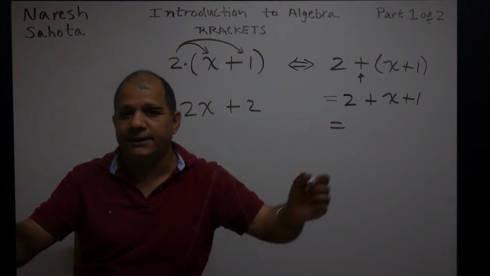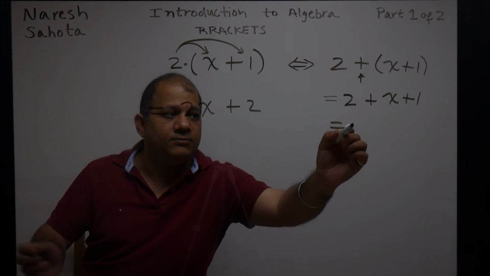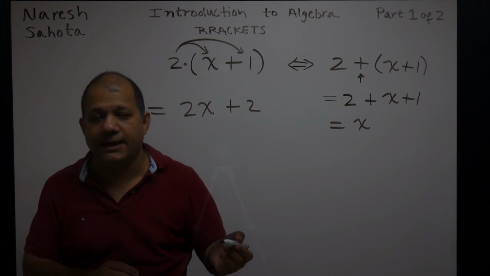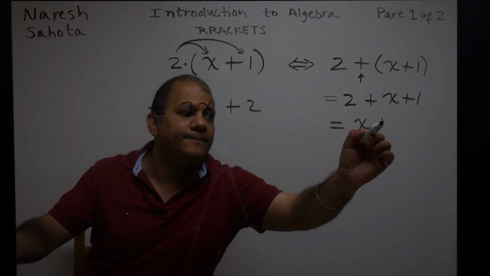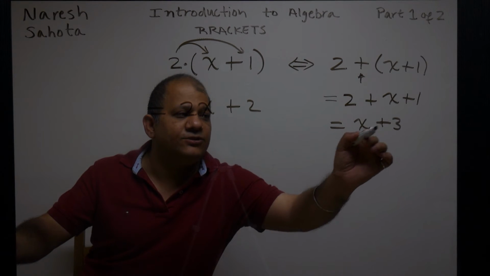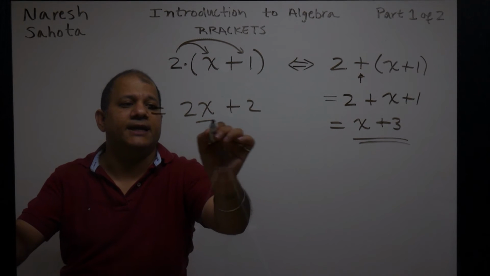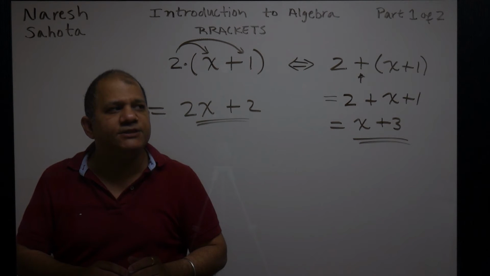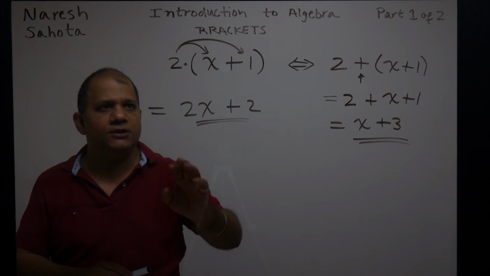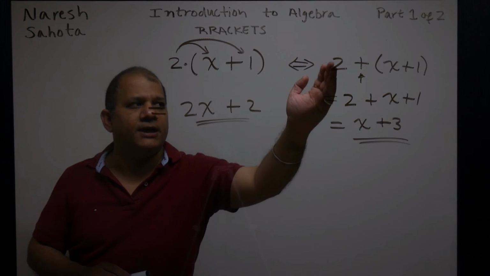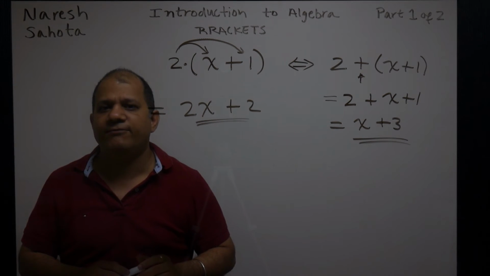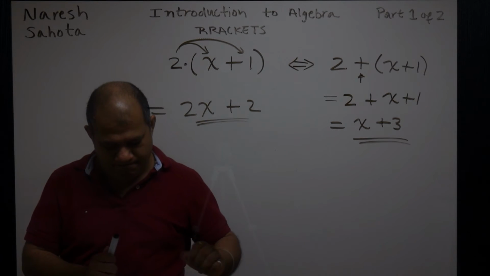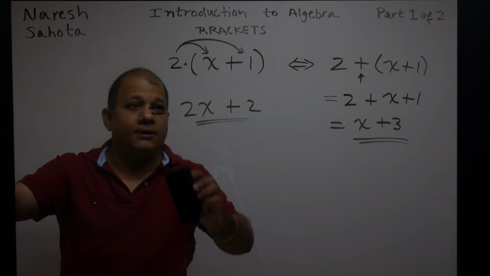And now can we collect like terms? There's only one x term, so that gets copied, and now there are two constant terms. I can add them. 2 plus 1 is 3. So notice the answer here is x plus 3, whereas the answer here was 2x plus 2. I just wanted to point that out. Here is your multiplication operation, and here is your addition operation. So you have to know when you're adding, when you're multiplying, when you're subtracting. Okay? All right.